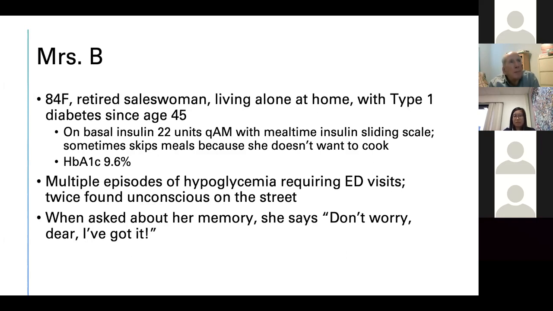Her hemoglobin A1C was 9.6%. And she had some multiple episodes of hypoglycemia requiring emergency department visits. Twice she was found unconscious in the street. And when I asked her about her memory, she told me, "Don't worry, dear, I've got it."